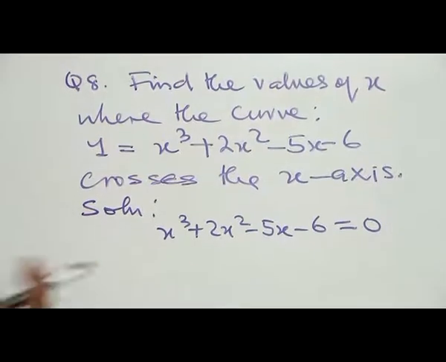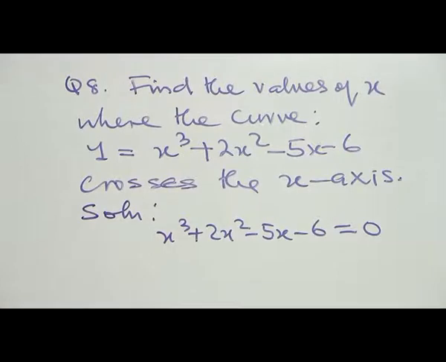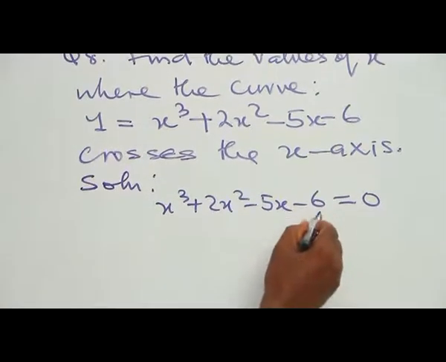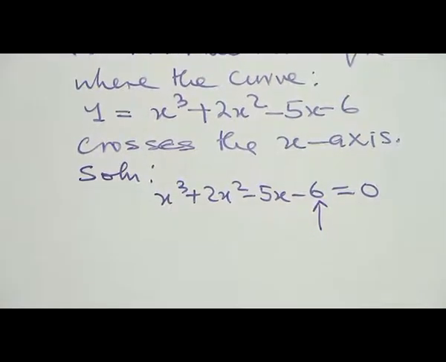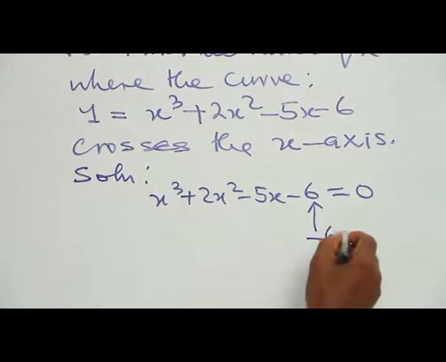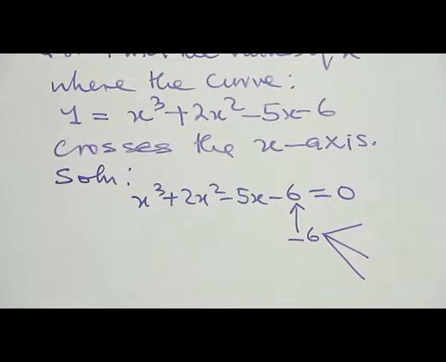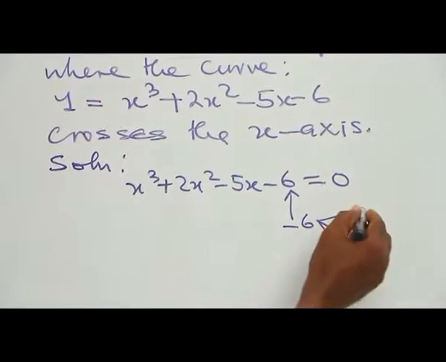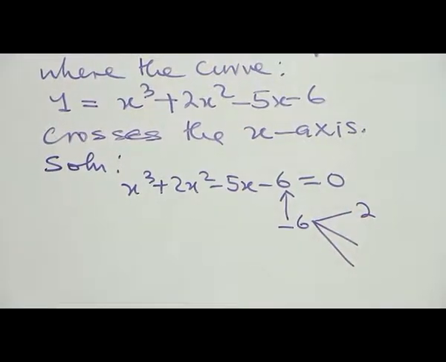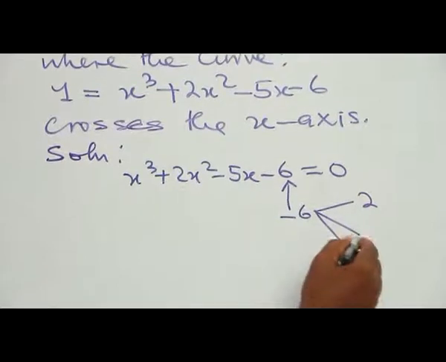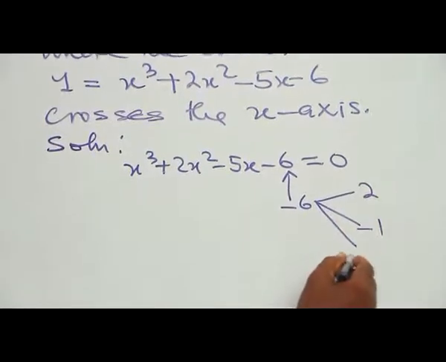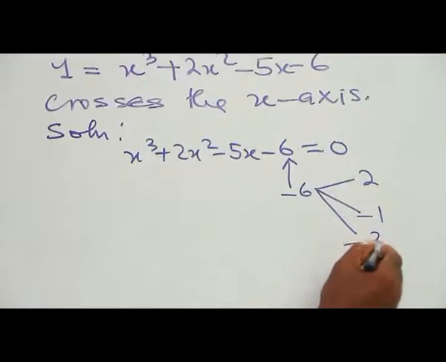Now, how do I get the values of s? Recall that when we were dealing with polynomials, you have here a minus 6. And there are factors of minus 6. We can start trying. We can try maybe s is equal to 2. We can try maybe s is equal to minus 1. We can also try s is equal to minus 3.